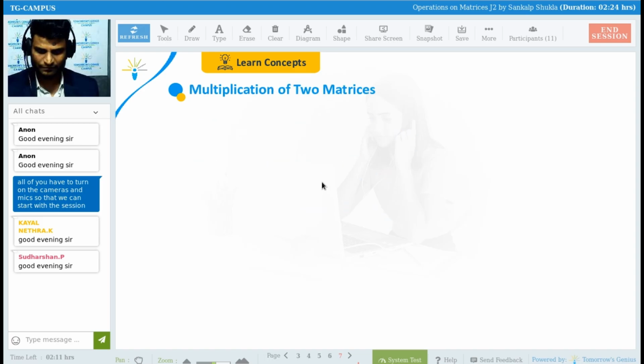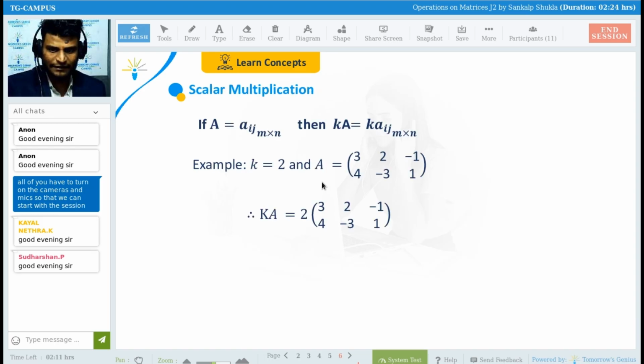See what I've done. I multiplied it by 2. Again, the answer is not written in this slide, so I'll write it. The same answer that we have discussed in the previous slide: 6, 4, minus 2, and 8, minus 6, and 2. So this is going to be the answer.